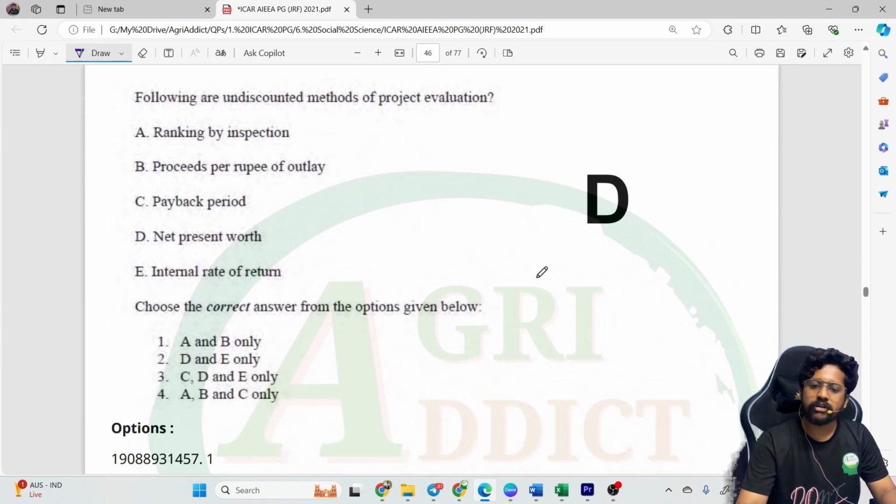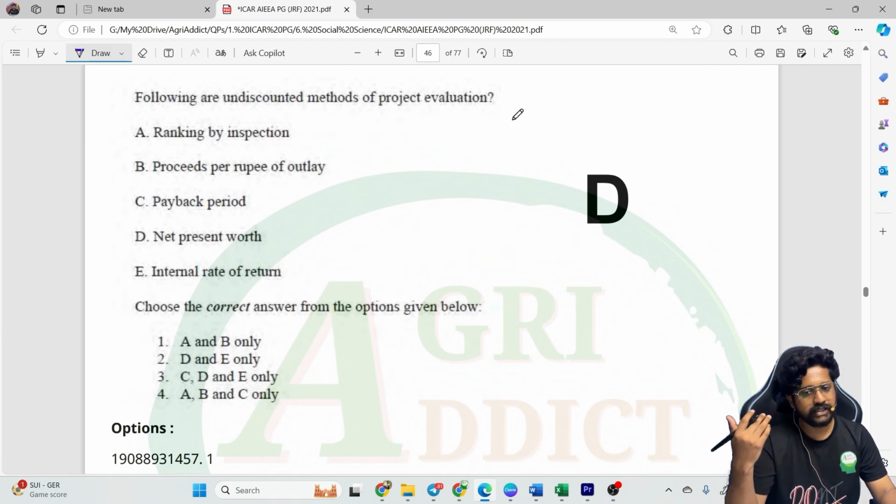Following are the undiscounted measures of project evaluation. As we have discussed, there are two types of methods of project evaluation. First one is undiscounted measures and second one is discounted measures. In undiscounted measures, we are not considering the time factor, but in the case of discounted measures, we are considering the time factor, right? I hope you will recall the list of the different techniques which come under the discounted measures as well as the undiscounted measures.